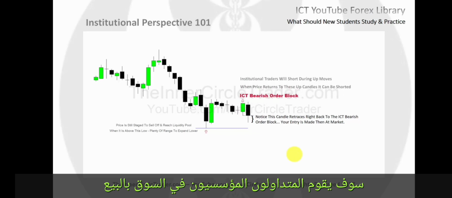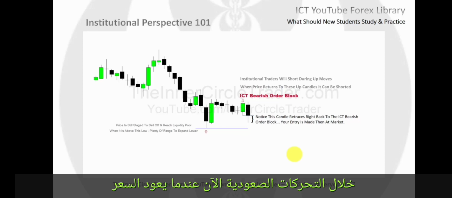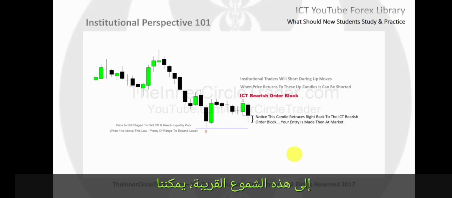Institutional traders will short during up moves. Now, when price returns back to these up close candles, we can be shorting it as well.